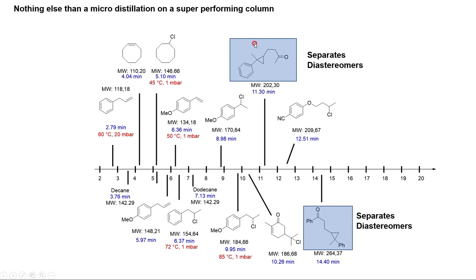Here these two compounds also form diastereoisomers, which elute at different retention times, which I didn't note here. It's probably approximately 0.1 to 0.2 minutes difference between the two diastereoisomers. So keep in mind that the GC is typically able to separate diastereoisomers. Not always, but often.